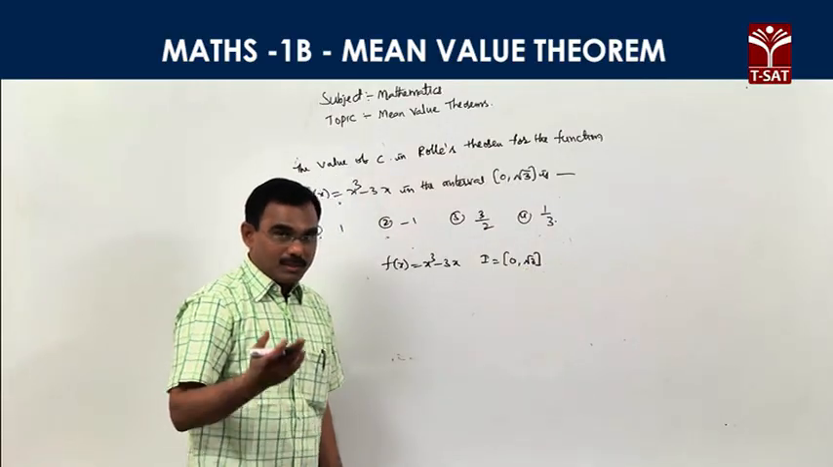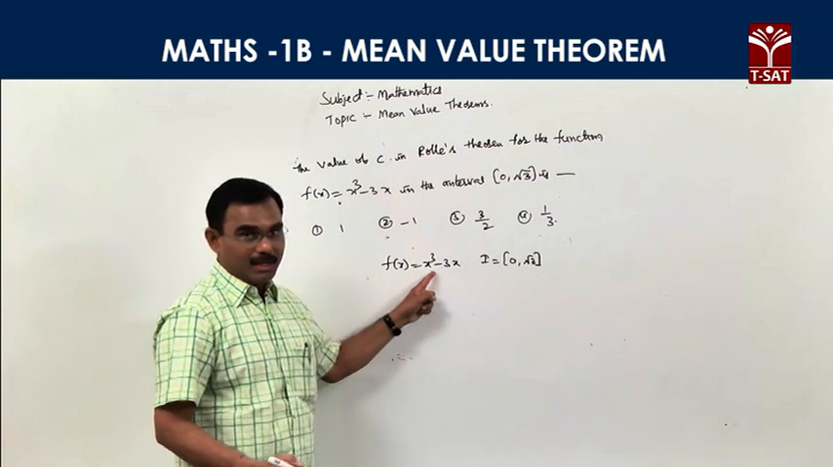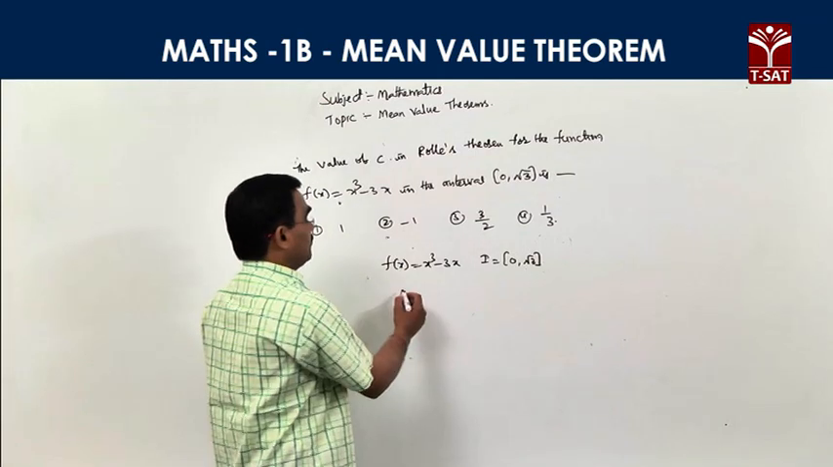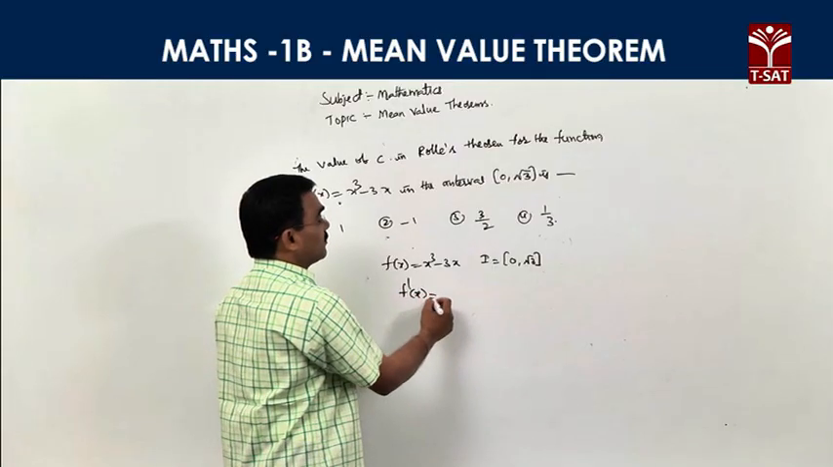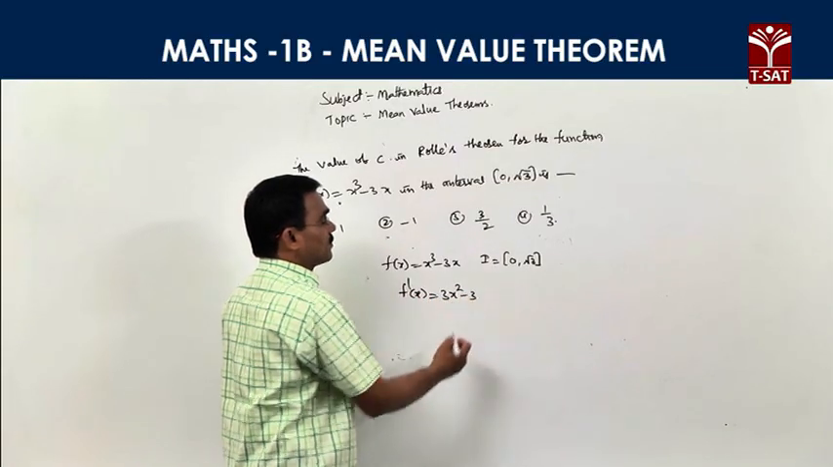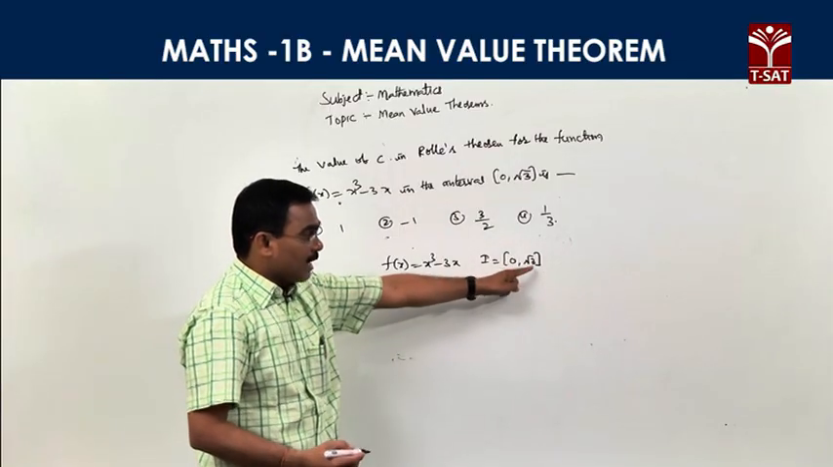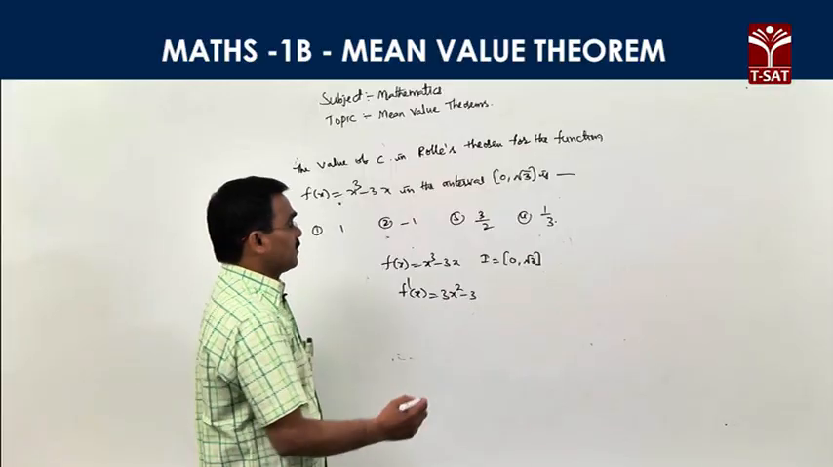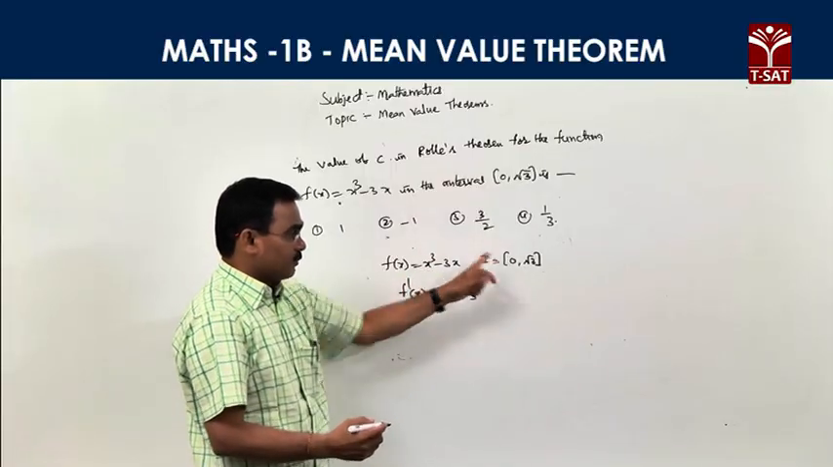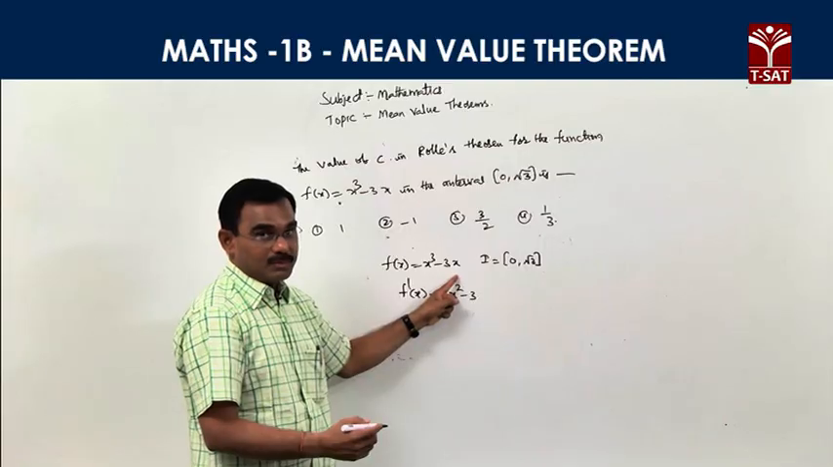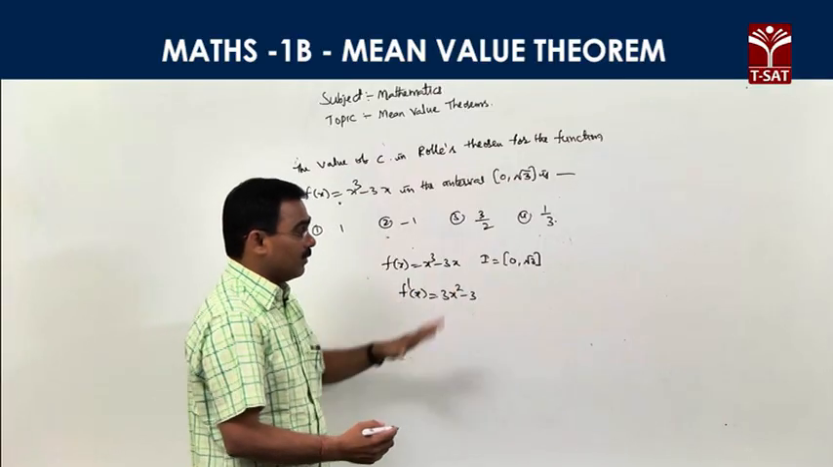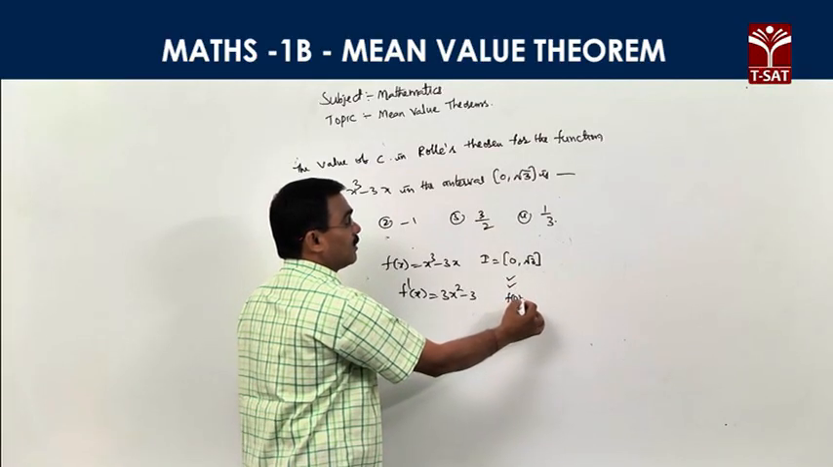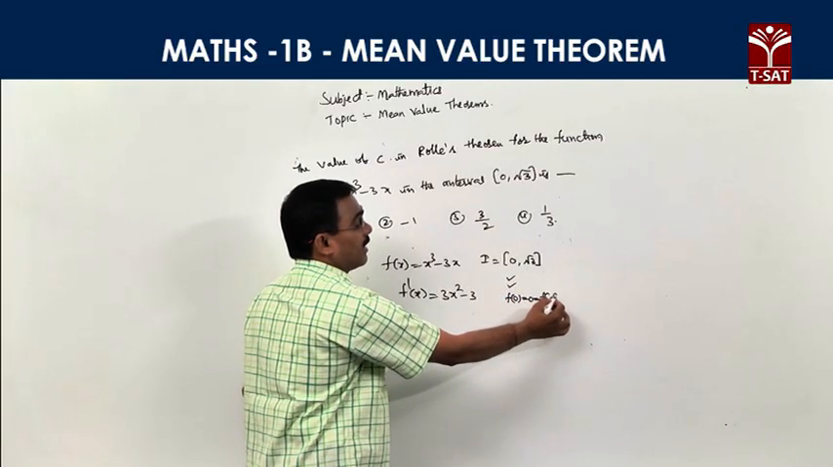Applying Rolle's theorem: f(x) is a polynomial, always continuous, so f is a continuous function, no problem. First condition satisfied. f'(x) is 3x² minus 3. In the given interval 0, √3 these are all finite values, so f is also a differentiable function. You observe f(0) is 0, and f(√3) is also 0. Three conditions are satisfied: continuous, differentiable, and f(0) equal to 0 equal to f(√3).